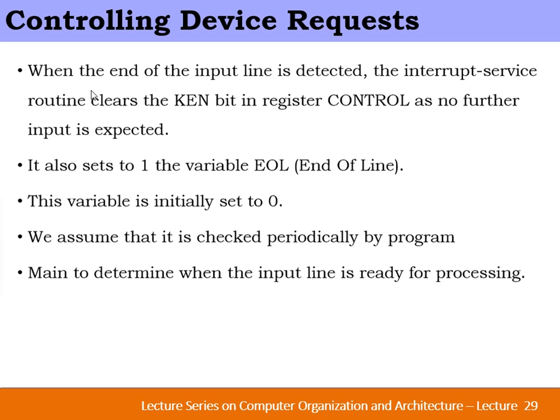Now it says that when the end of the input line is detected, the ISR routine clears the content of the KEN bit in the control register as no further input is expected. It also sets bit number 1 EOL, that is the end of line variable. This variable is initially set to 0. We assume that it is checked periodically by the program. So main means we are going to keep on checking whether EOL is equal to 1 or equal to 0. Periodically it will be checked, to determine when the input line is ready for processing.